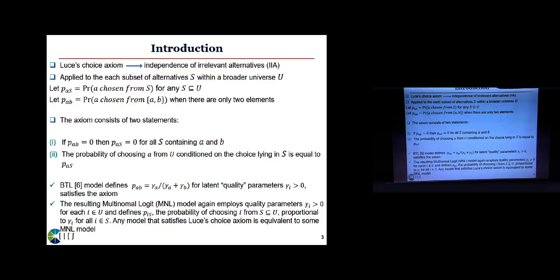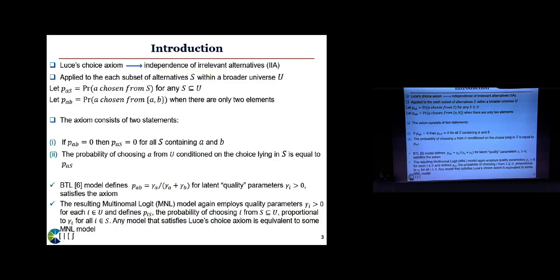There are two important statements in this axiom. If P(A,B) is equal to zero, then P(A,S) will be zero for all S containing A and B. The probability of choosing A from U conditioned on the choice lying in S is equal to P(A,S).